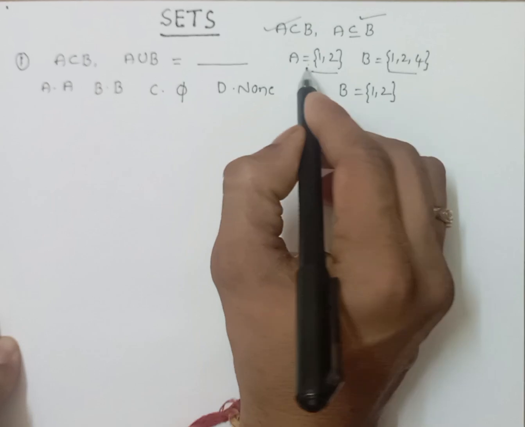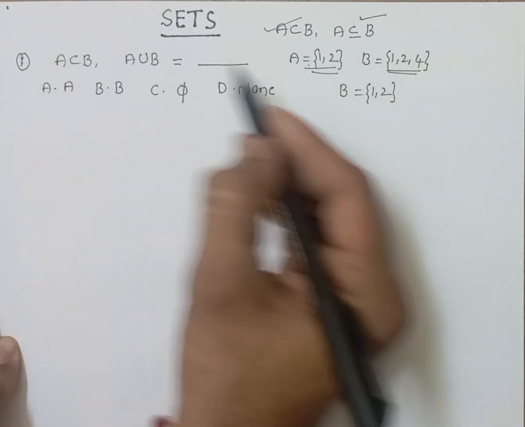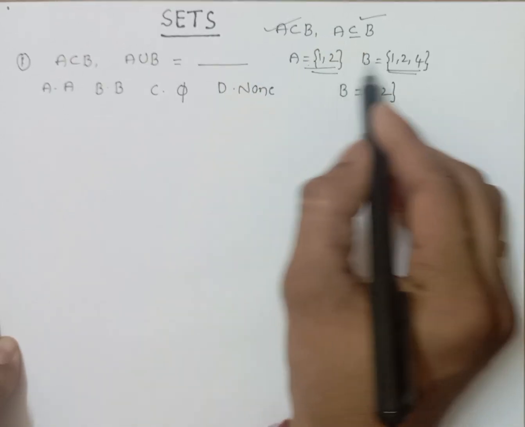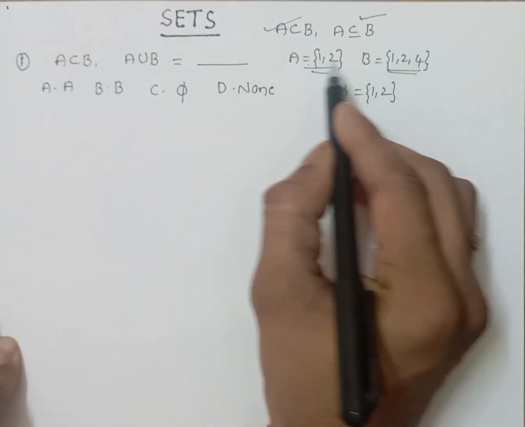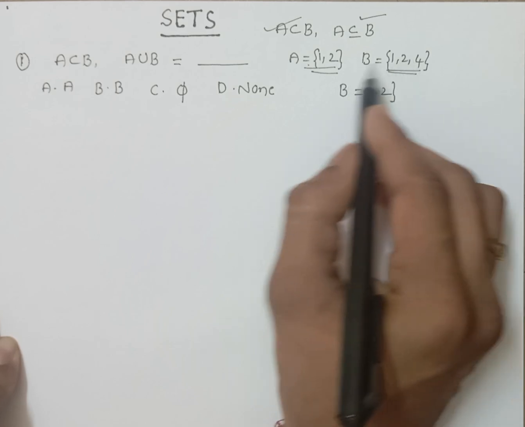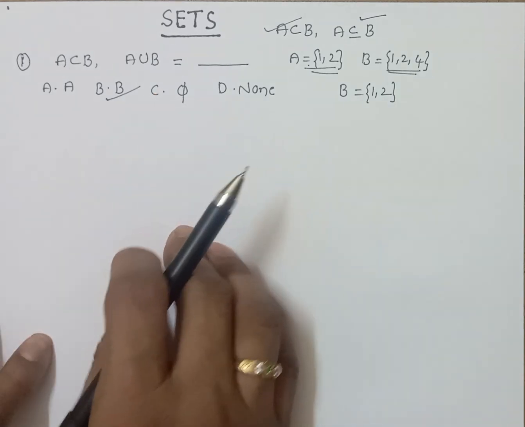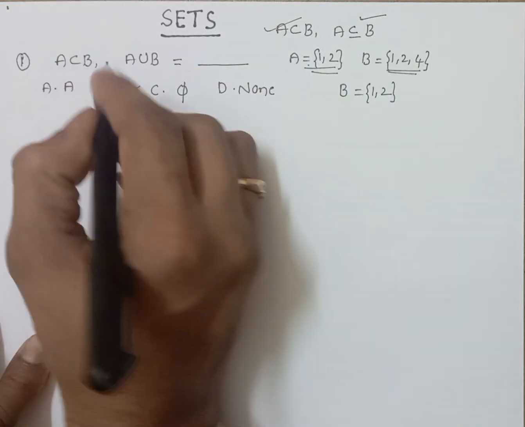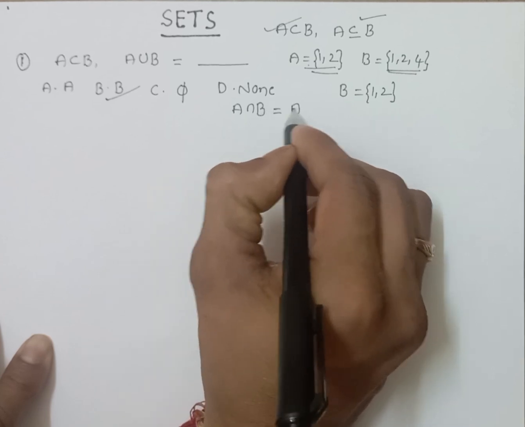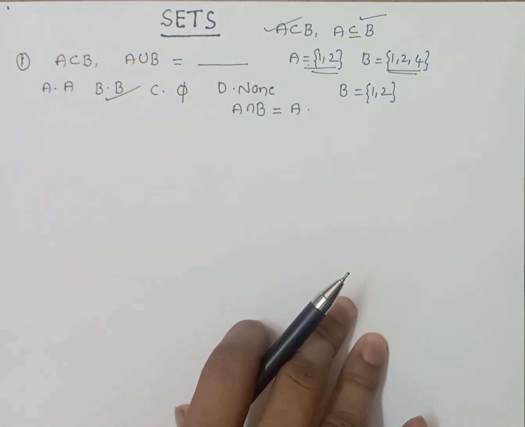If I consider the same example of {1, 2} and {1, 2, 4}, and do A union B, you know that whenever we do union, we take all the elements from A and B both. If anything is repeated, we take it only one time. So the result will be {1, 2, 4}, so we get the set B. For the same question, if A subset B is given and it asks for A intersection B, that will be A. You remember this. Based on this, we may get a question in competitive exams also.